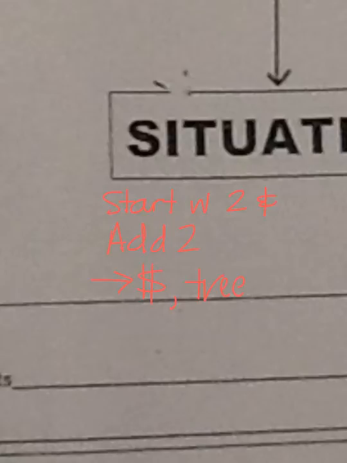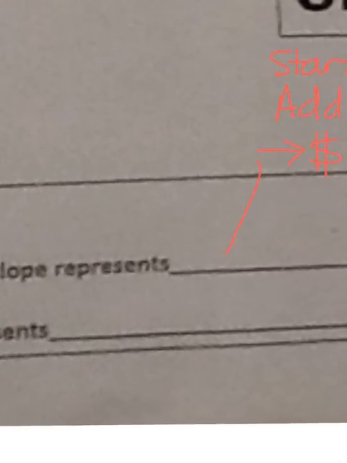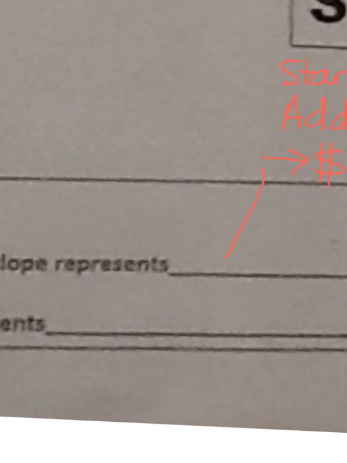So a tree grows. In this case, we're going to go ahead and deal with this situation, and you could do whatever you want. The slope represents how fast the tree is growing.